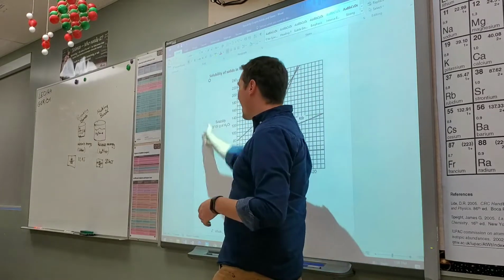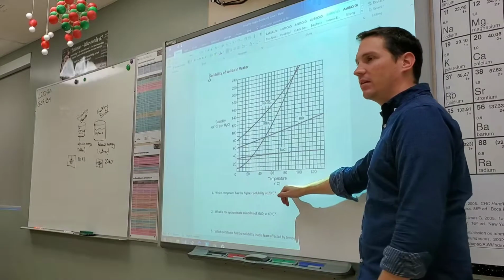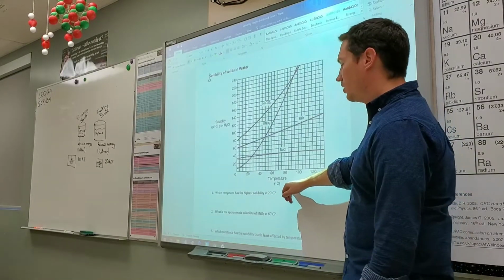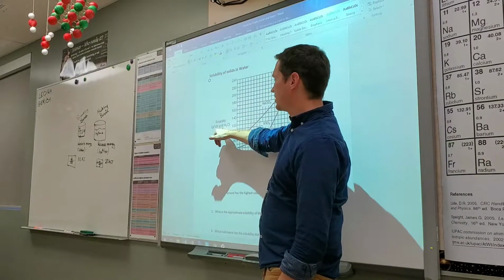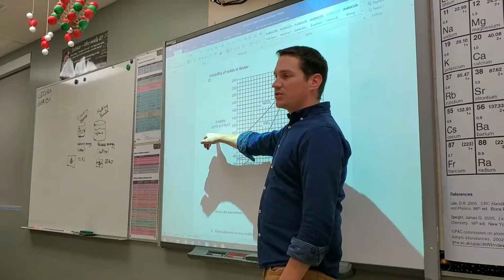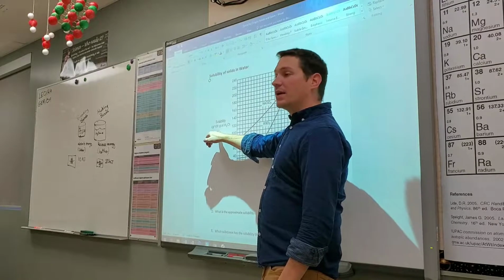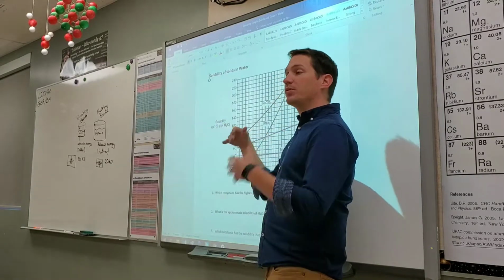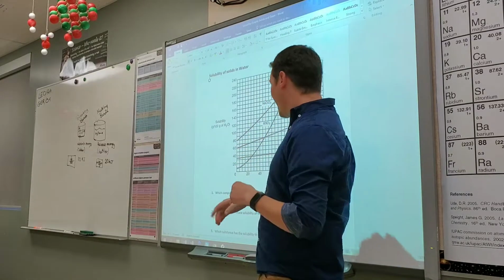What do we have as our axes titles? What's on the bottom axis title? Temperature in degrees Celsius. And what's on the vertical axis title? Solubility measured in what? Grams per water. Grams per 100 grams. So we're basically saying this is a percent concentration, right? So we're saying at what?